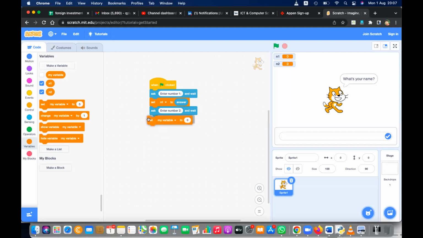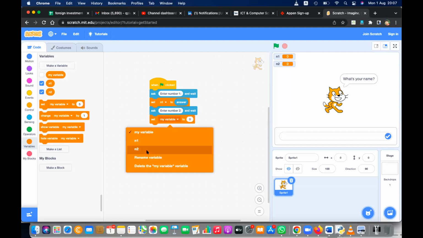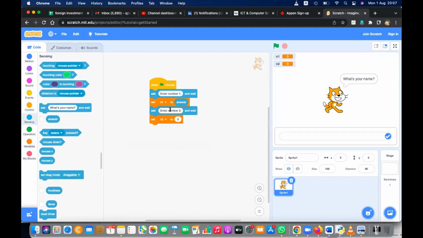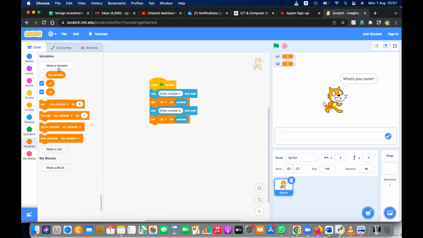Set N2 this time to the sensing answer. Set N2 to the answer. So the same thing that you have done for N1 can be done for N2. Now go back to the variables and make another variable, that is total.